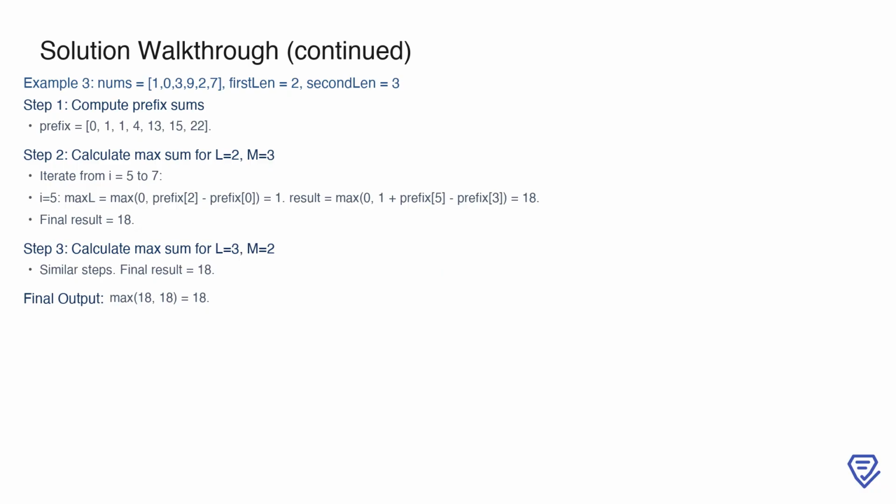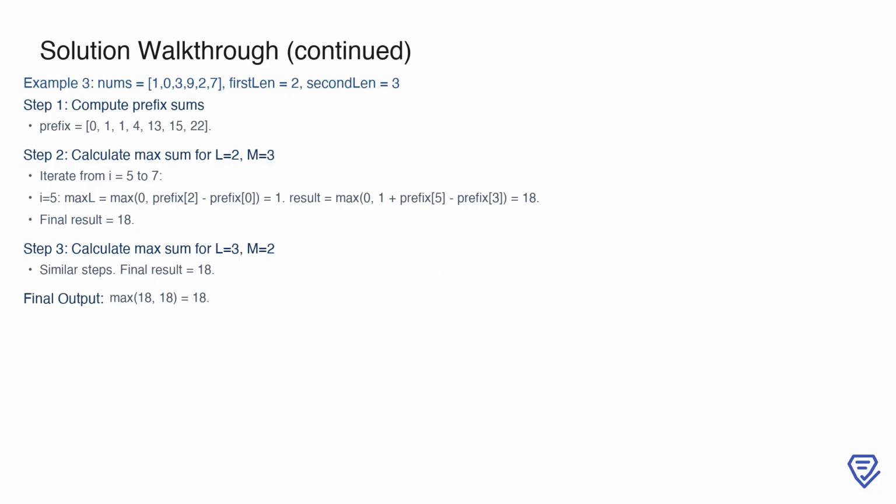Starting from index 5, we calculate max L as the maximum sum of the first subarray up to that point. At index 5, max L becomes 1, and the total sum of the two subarrays is 18. Since there are no further indices to consider, the result for this configuration is 18.